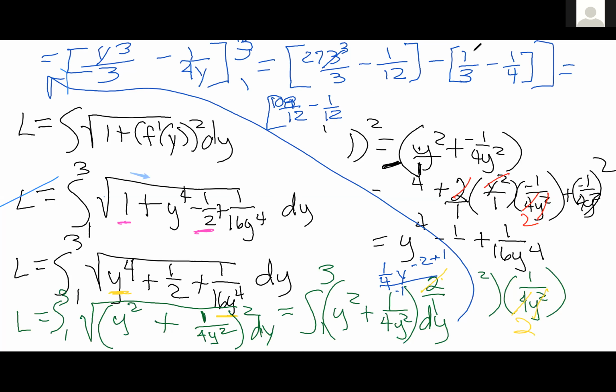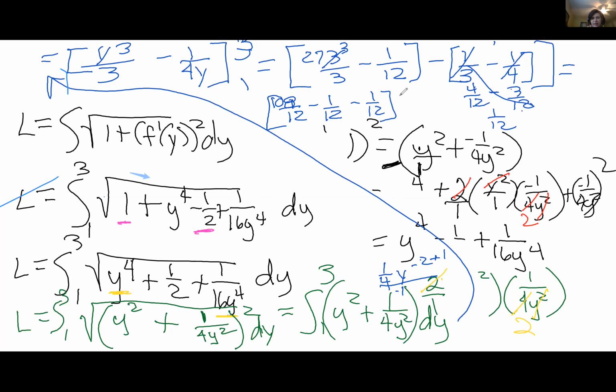And then let's go ahead and change these. 1/3 becomes 4 over 12. And 1/4 would become 3 over 12. So 4/12 minus 3/12 is 1/12, a total of 1/12 in this lower limit. So here was my upper minus my lower is 1/12.